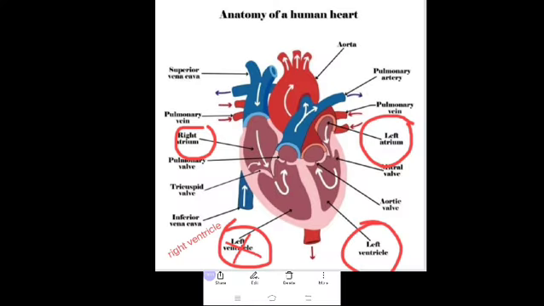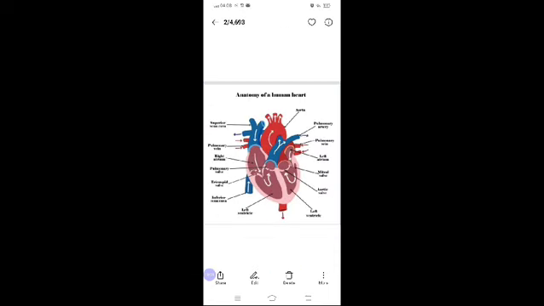Four chambers of the human heart. This is the diagram of the human heart showing the blood flow in the heart. There are four chambers of the human heart. The upper two chambers are called the atria and the lower two chambers are called the ventricles.